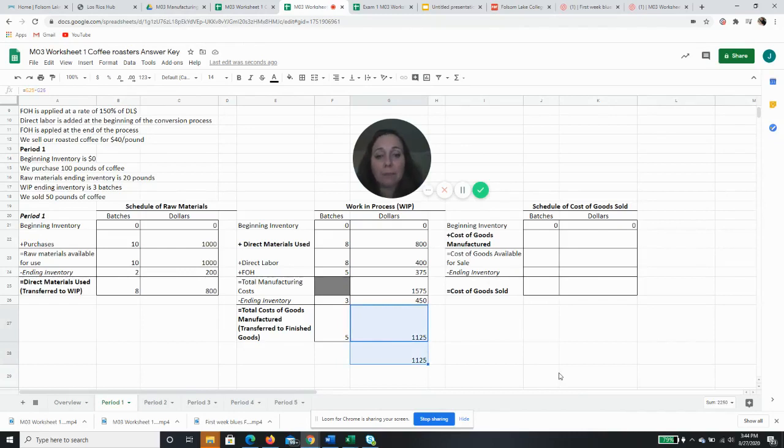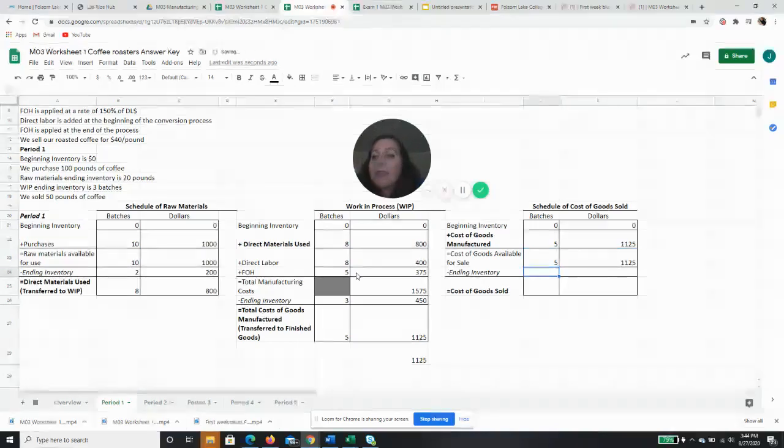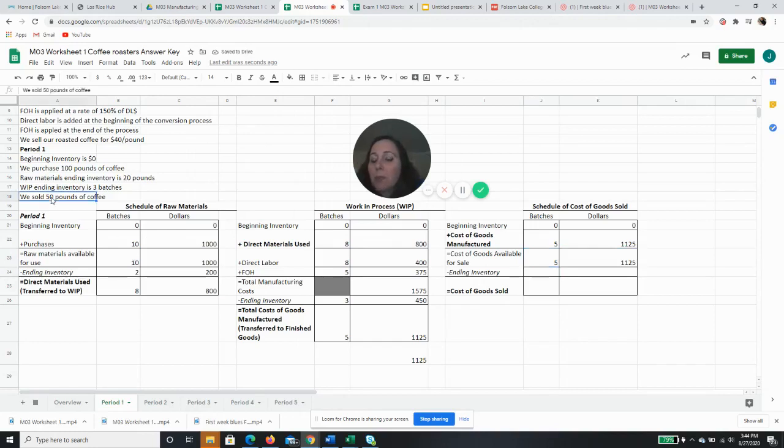All right, now this total cost of goods manufactured got transferred to finished goods. So before I do anything else, I'm going to transfer those costs because I know that's where they went. Okay, I have 0 beginning inventory, so my cost of goods available for sale is equal to the total cost of goods manufactured. Then it tells me we sold 50 pounds of coffee. Okay, so we sold 50 pounds.